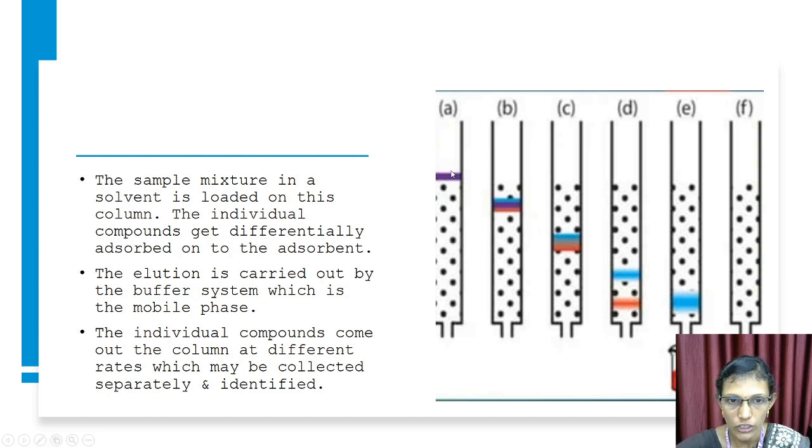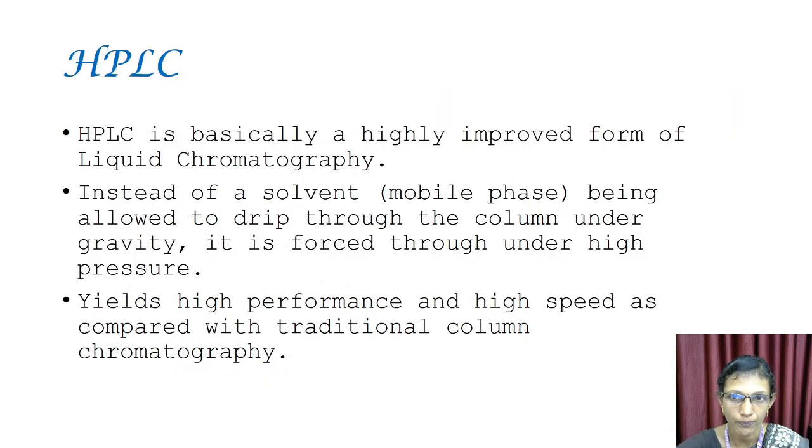Elution is carried out with different buffer systems, which act as the mobile phase. The individual components come out of the column at different rates, and they are collected, separated, and finally identified. These are the common principle and procedure for column chromatography.